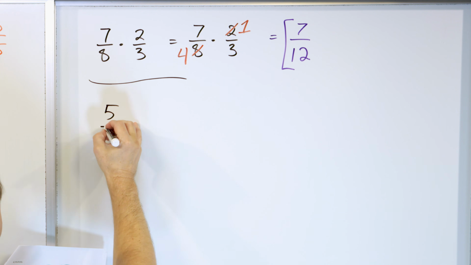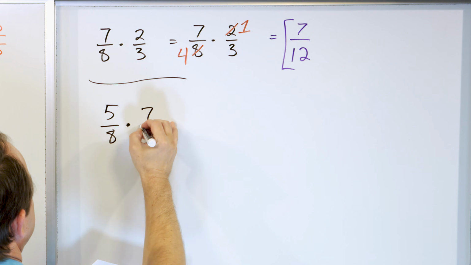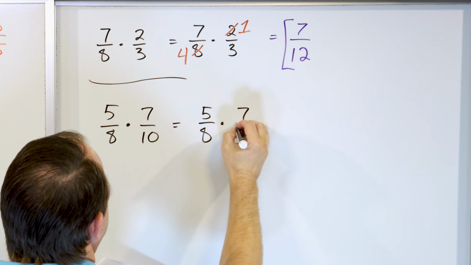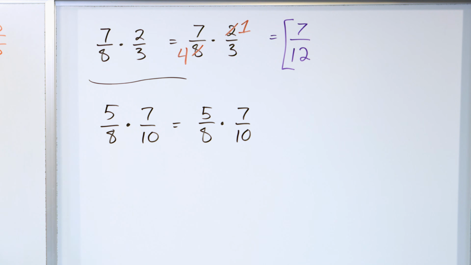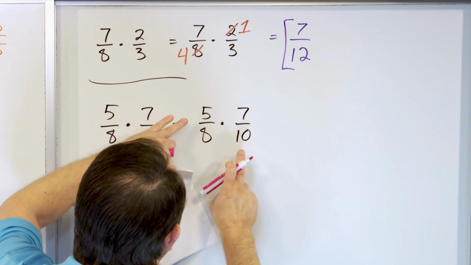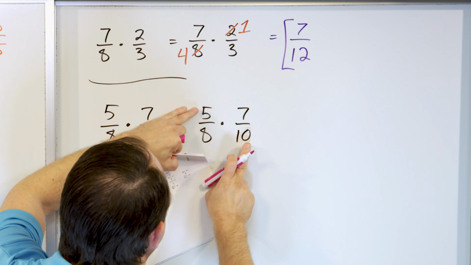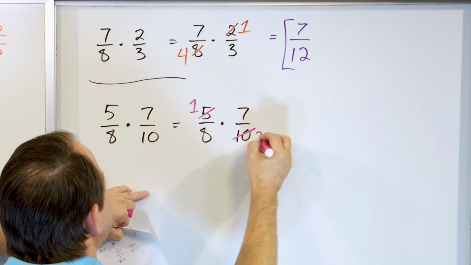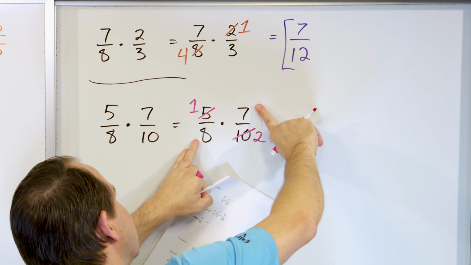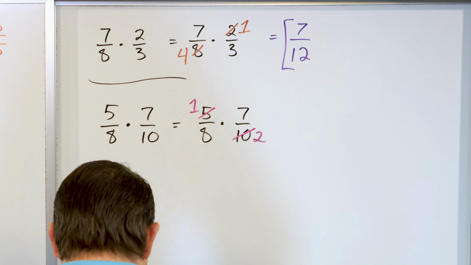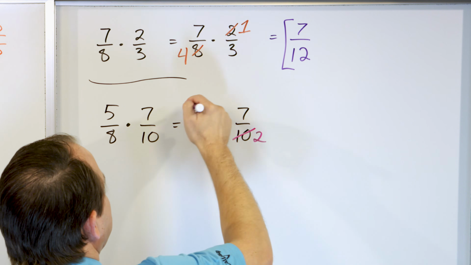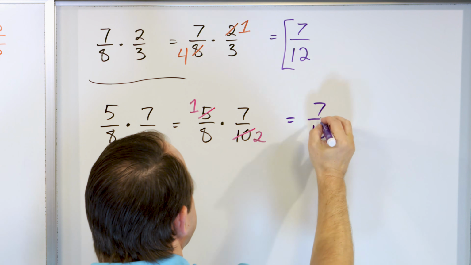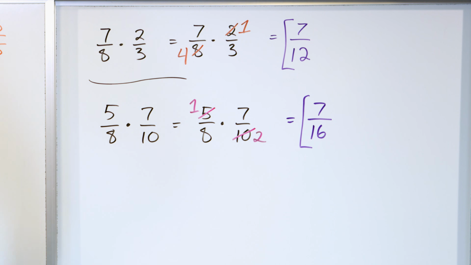What about 5/8 times 7/10? I'm going to rewrite it, 5/8 times 7/10. Now I know that the 5 and the 10 can be simplified. I'll divide by 5. 5 divided by 5 is 1. 10 divided by 5 is 2. These are not able to be simplified. So I'm done with the pre-cancellation. 1 times 7 is then 7, and 8 times 2 is 16. And the answer you get is 7/16.